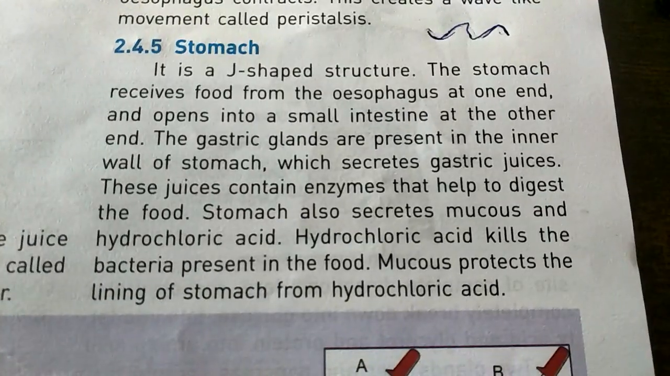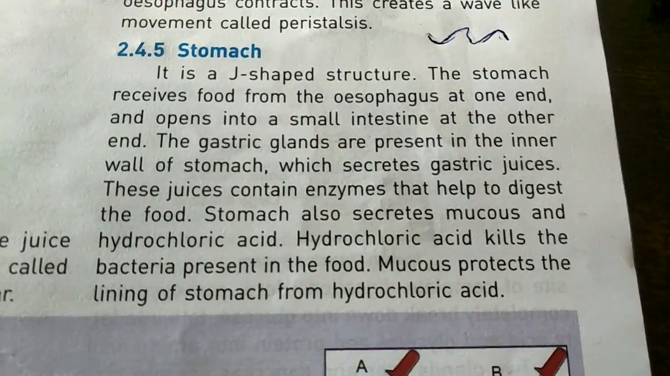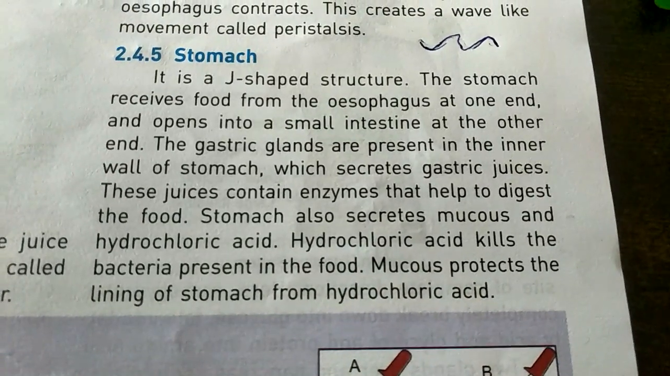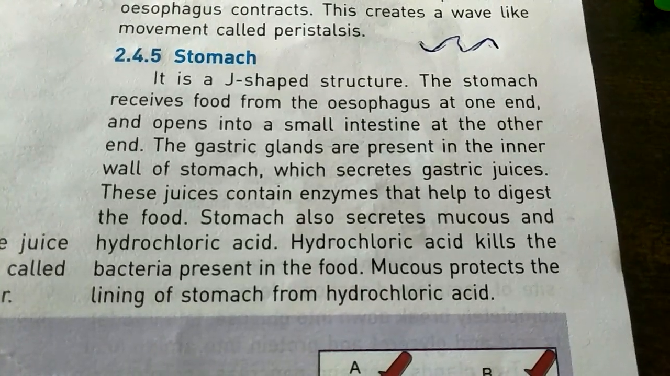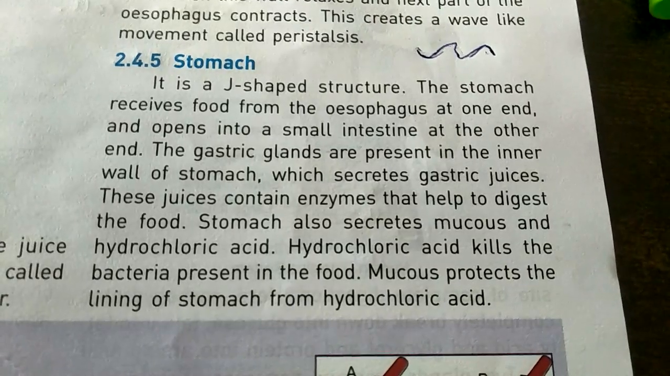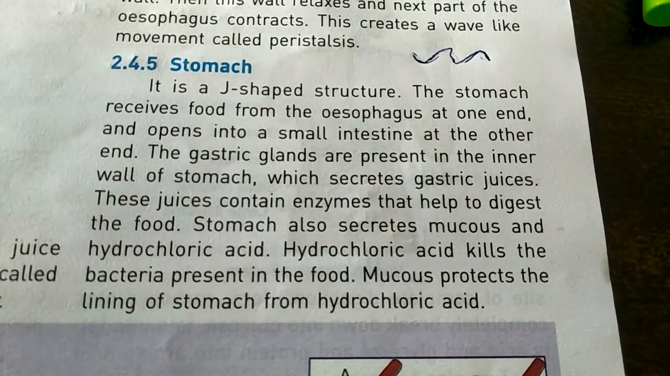Now the stomach. What is the stomach? It is a J-shaped structure. The stomach receives food from the esophagus at one end and opens into the small intestine. It means the upper end is attached to the esophagus, which is the food pipe, and the other end to the small intestine. The gastric glands are present in the inner wall of the stomach.